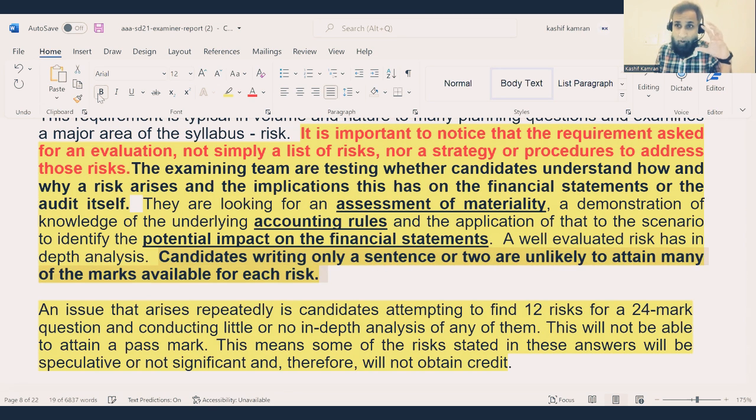So see how long each risk I wrote. If a candidate is only writing a sentence or two, you're not fetching the 2 or 3 marks. Look at the length of the answer I wrote. That is shorter than the examiner answer, but that is a valid answer. If you look at the examiner answer versus my answer, the examiner answer is double my answer. So you need to fit that in the exam paper.